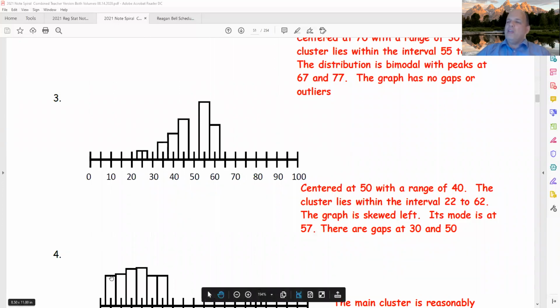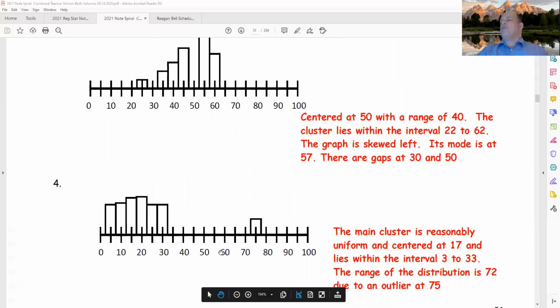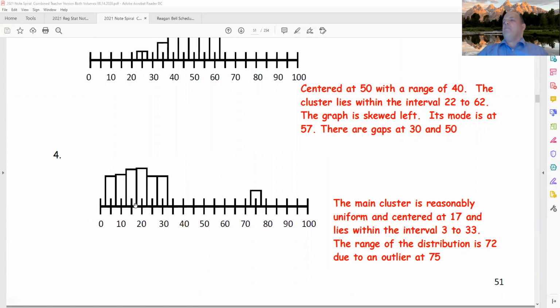If I look at this, part of it is almost all the same height. It's not exactly, but almost. So I'm going to say reasonably or approximately uniform. And that main section is centered at about 17. The main section is centered at 17. And it lies within interval 3 to 33. And notice I said the main cluster. So not all the data, but the main cluster is located there.